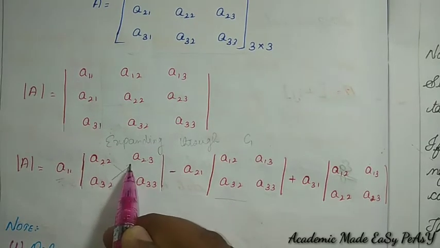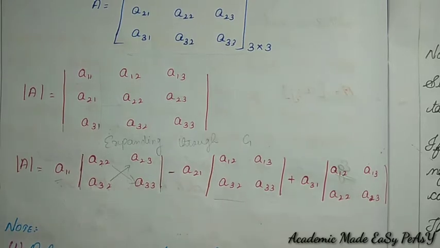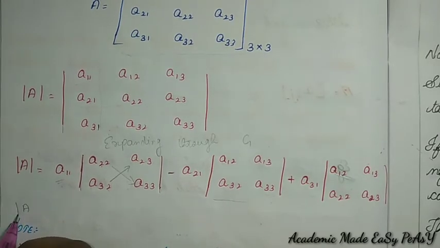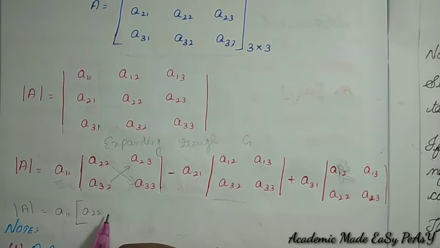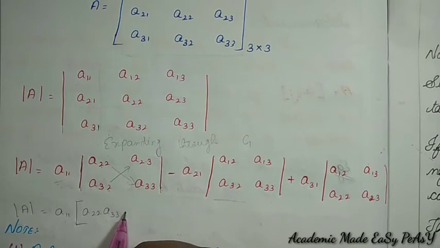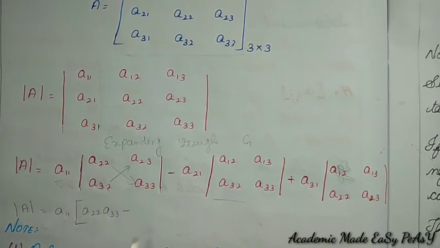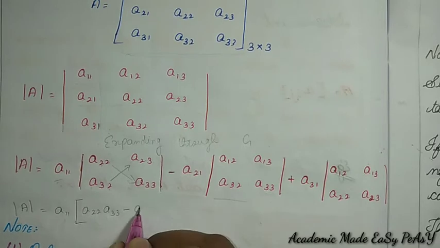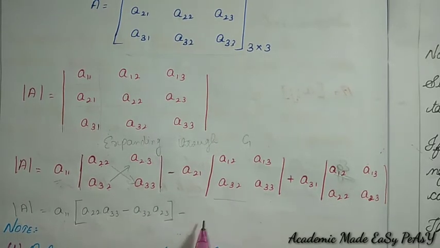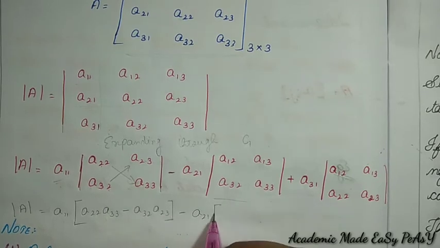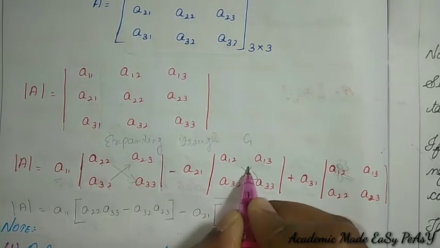Using the cofactor method, isn't it? Next, in the next step, we will be using the cofactor method again. So determinant A is equal to A11 into (A22 A33 minus A32 A23), minus A21 into again the cofactor method.